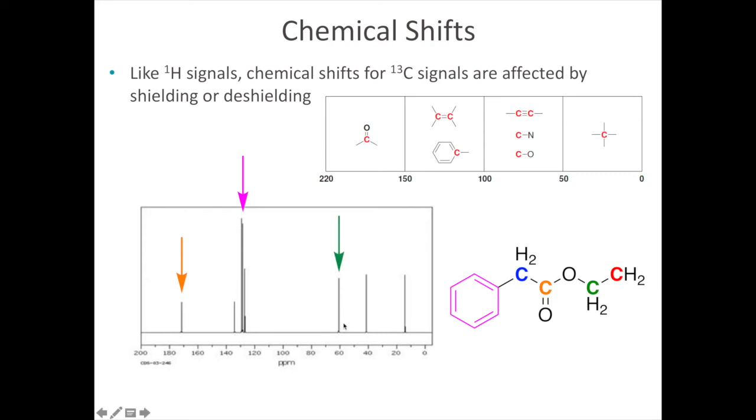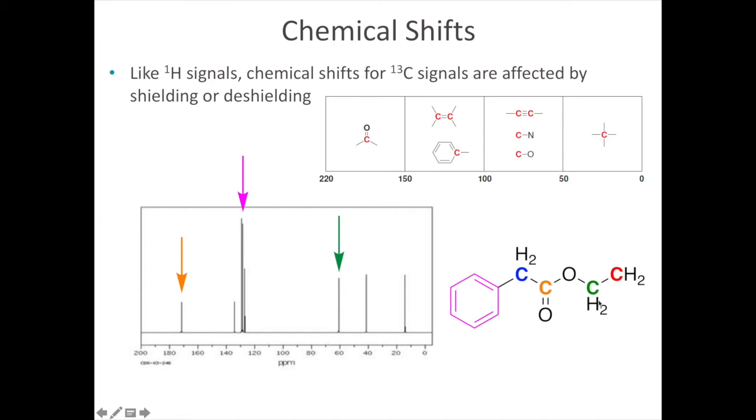The next one is this one at 60 ppm. So in this region here, you're either an alkyne or you're next to some electron withdrawing atom. So that must be this carbon, the green carbon, right next to an oxygen. The last two we have here are around 20 and 40. They are in this region, so they're just normal sp3 carbons.